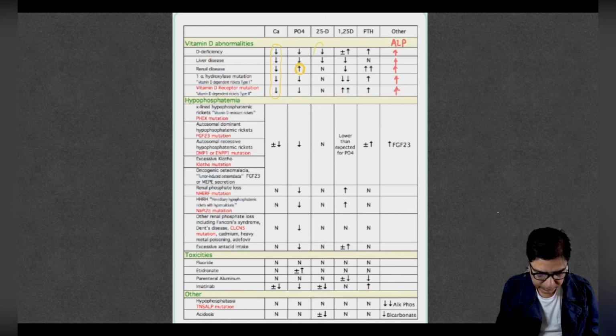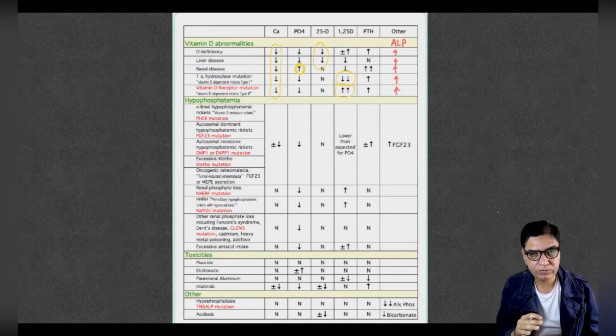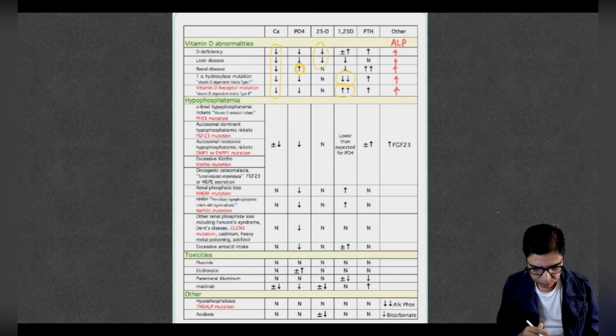25-hydroxycholecalciferol is usually deficient in nutritional causes or where the cause is in the liver. So you will find a deficiency of 25-hydroxy. In most of the other cases, it would be normal. 1,25-dihydroxycholecalciferol is usually measured to differentiate between vitamin D dependent type 1 and type 2 rickets. In vitamin D dependent type 1, it will always be low. In vitamin D dependent rickets type 2, it would always be high. Remember, this is how you differentiate between vitamin D dependent rickets type 1 and type 2. 1,25-hydroxycholecalciferol will be low in type 1, and high in type 2.